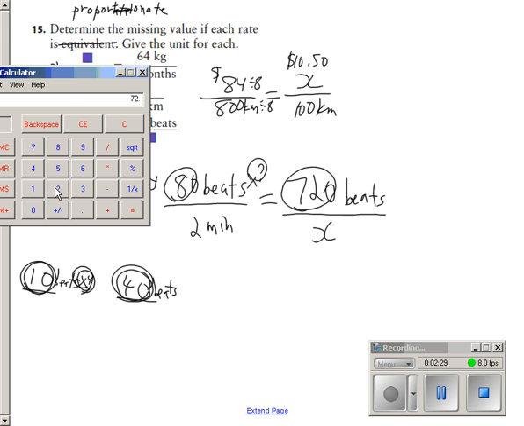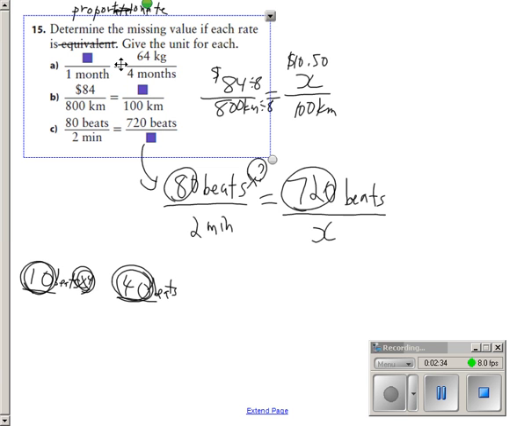So 720 divided by 80 equals 9. So what am I multiplying it by? I'm multiplying it by 9. Multiply 2 by 9, I get 18 minutes. So it beats 720 times in 18 minutes, or 80 beats in 2 minutes, or 40 beats in 1 minute. Both ways are good.